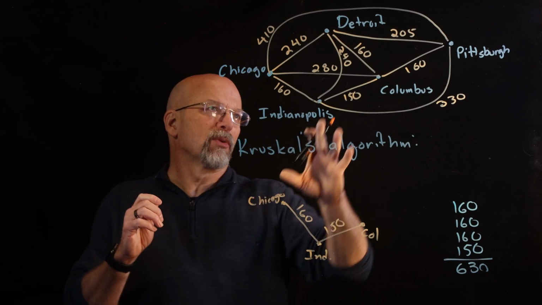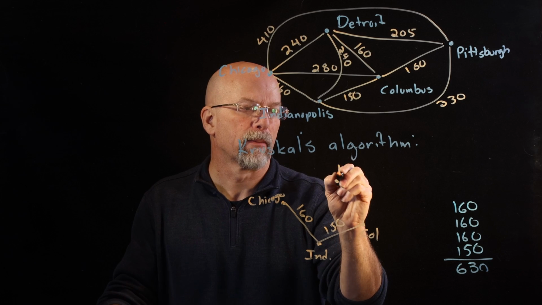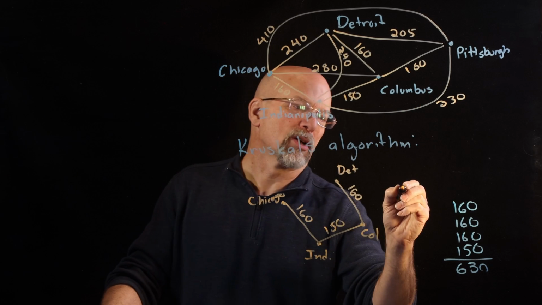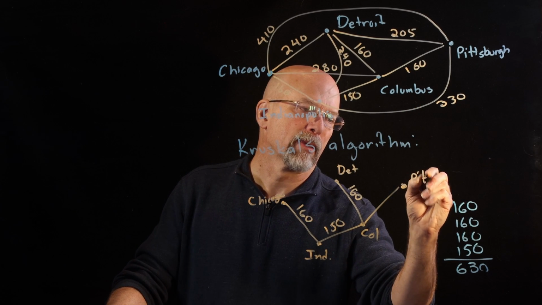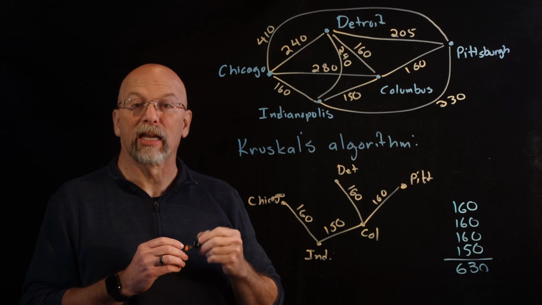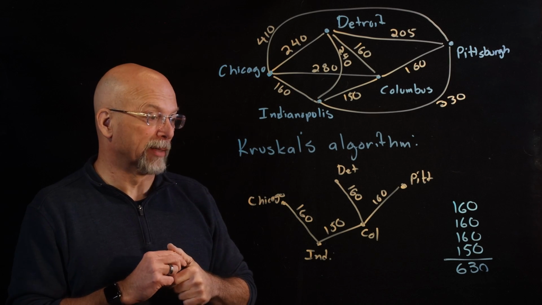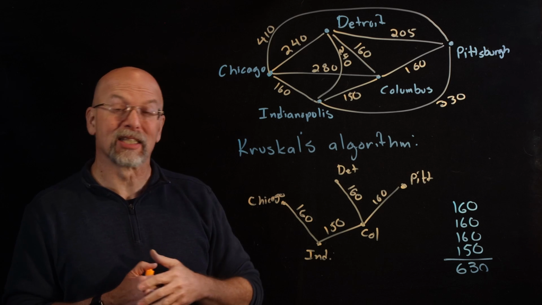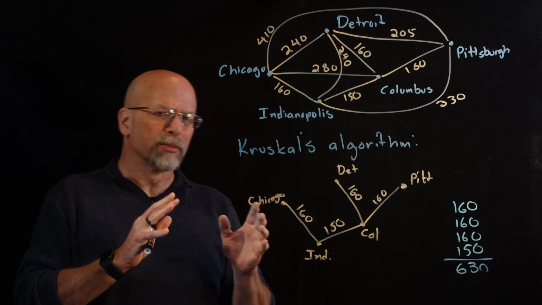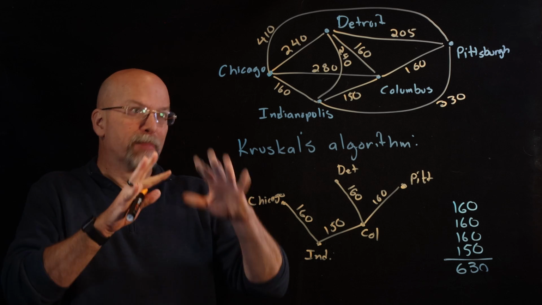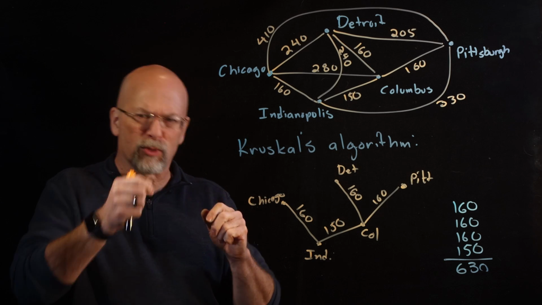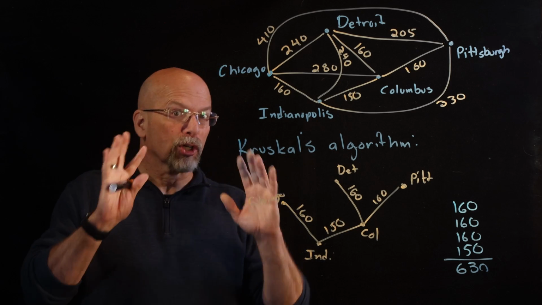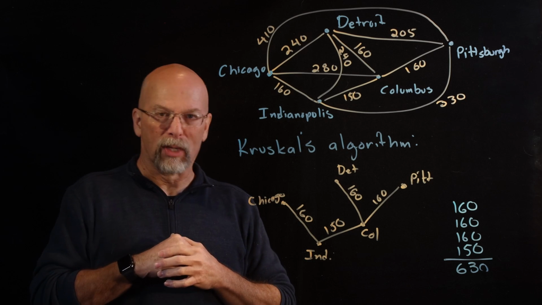And next one, we've got a 160 going to Detroit. We add that one. And then we've got a 160 going to Pittsburgh. And we have created our minimum spanning tree. And look, we've got 160, 160, 160, 150. It turns out we have exactly the same spanning tree. It is possible that you may get different spanning trees, based on whenever you had a decision to go to this 160 or this 160 and so forth. The end result, though, should have exactly the same weight regardless of which minimum spanning tree you came up with.